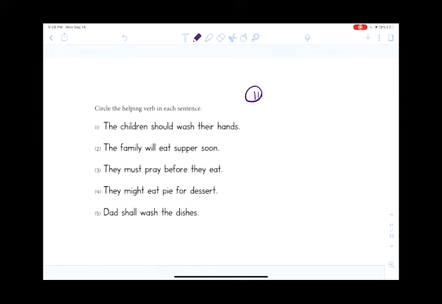Here are the answers. The children should wash their hands. The family will eat supper soon. They must pray before they eat. They might eat pie for dessert. And Dad shall wash the dishes.